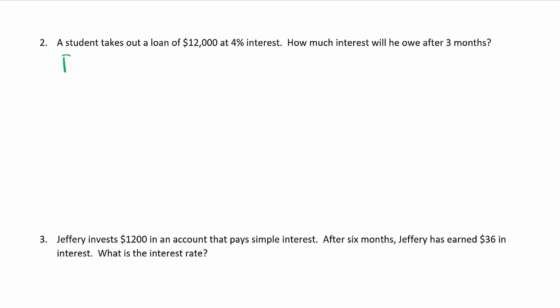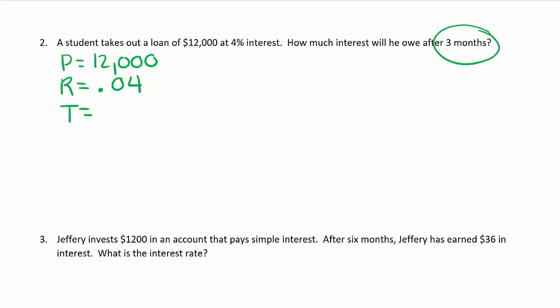Example 2, a student takes out a loan of $12,000 at 4% interest rate. How much will he owe after 3 months? So P is 12,000, R is 0.04. Now time, I had this written down on the previous page, time is always measured in years. And so we're going to have to convert that 3 months into years. And let's see, well, there's 12 months in 1 year. So 3 months would be 3/12 or 1/4 of a year. If you want to change months into years, you can always just divide by 12.